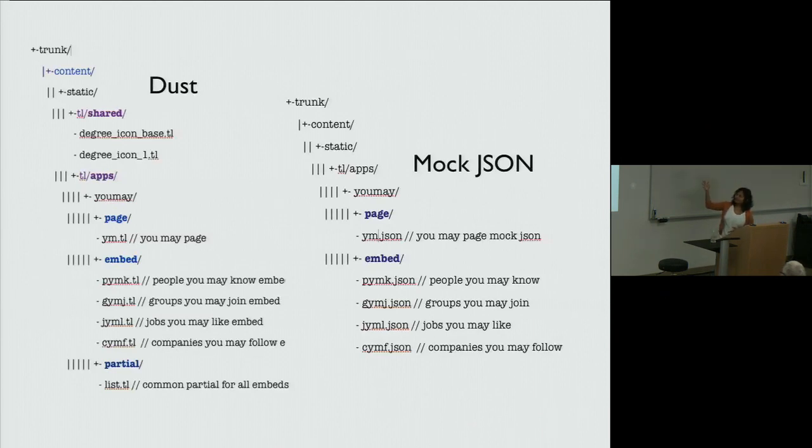For every single app, for example, UMay is an app that I've created just for the sake of it. And basically it's a page with 4 modules: people you may know, groups you may like, companies you may want to join, etc. And every single one is its own embed.